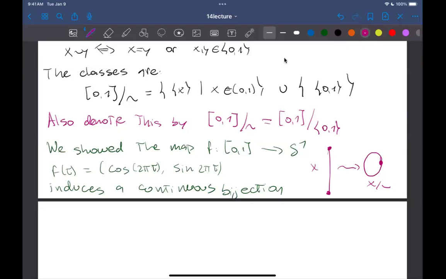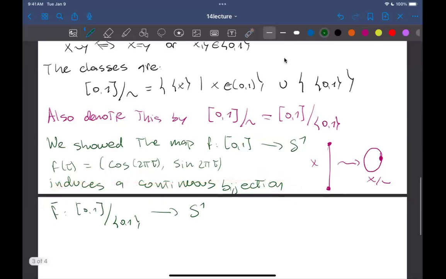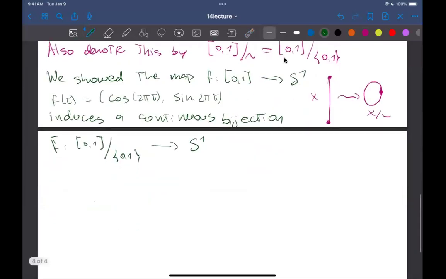I started this class by talking about homeomorphisms, but so far I'm just saying that we are going to have a continuous bijection f bar from the quotient space [0,1] over {0,1}, let's use this notation so that we get used to it, to S1. This function is very close to being a homeomorphism, but we don't know that yet. So let me state this fact. This f bar is open, and hence a homeomorphism.